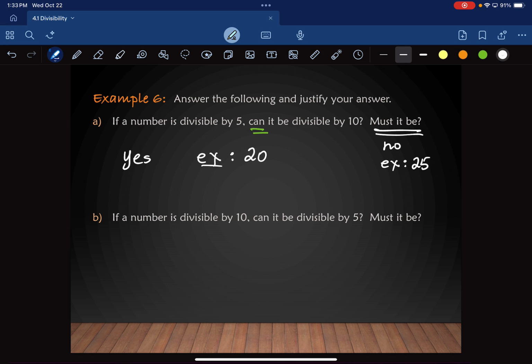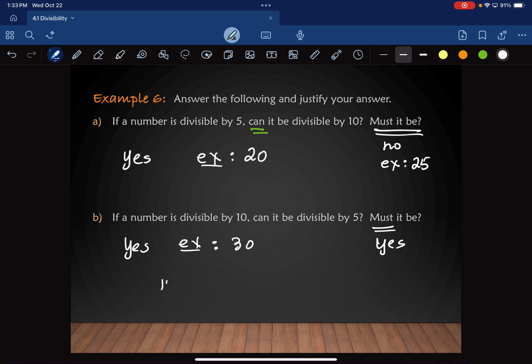Let's flip it around. If a number is divisible by 10, can it be divisible by 5? Yes. Can you give me an example? 30. 30 is divisible by 10, and 30 is divisible by 5. Must it be? Yeah, this one must work, right?